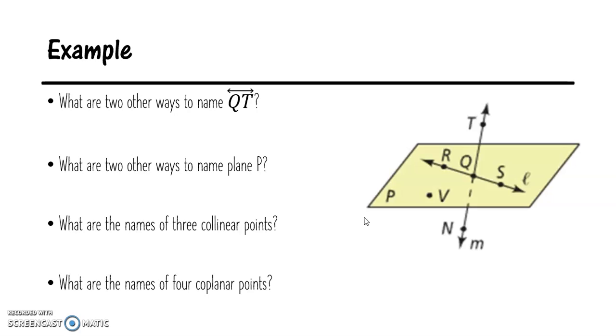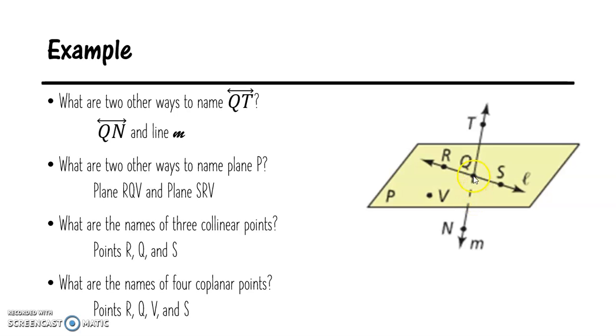Next, they want the name of 3 collinear points. And finally, they want you to name 4 coplanar points. So go ahead and do that, pause the video, and then press play to see if your answers are right.